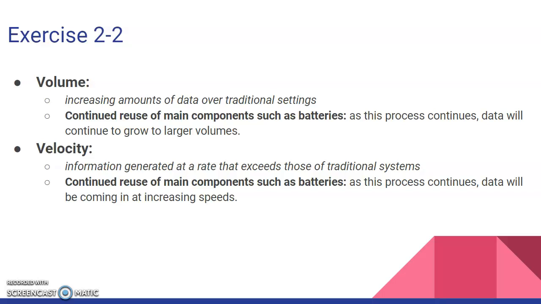For velocity, which is the information generated at a rate that exceeds those of traditional systems, as the battery initiative continues, data should be coming in at increasing speeds. So by perfecting their process and putting systems in place that help the operations of these move more quickly, that data can be transferred over to the business analytics teams at Tesla. Whereas we're acting as consultants, we would much faster be able to pick up that data and analyze it.